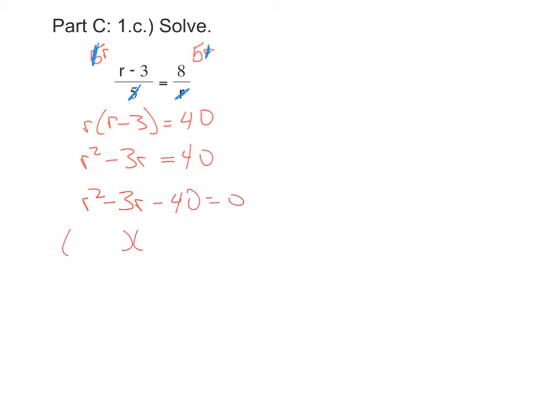Next, I go to my very first move when trying to solve quadratic equations, and that's, let's see if I can factor it. I factor r² into r times r, and if I factor 40 into 8 and 5, that can make a negative 3 if I have negative 8 plus 5. So this will give us our two solutions: r = 8, and from here, r = −5.